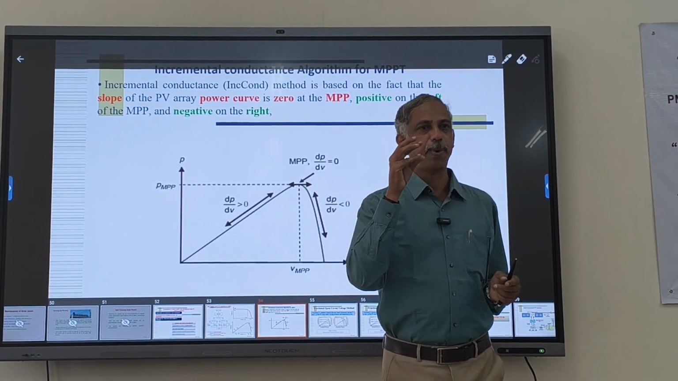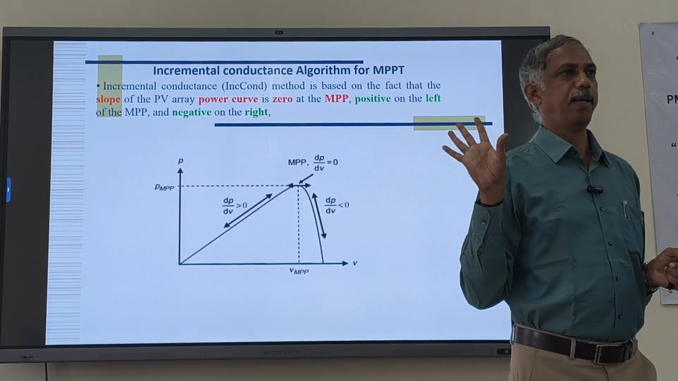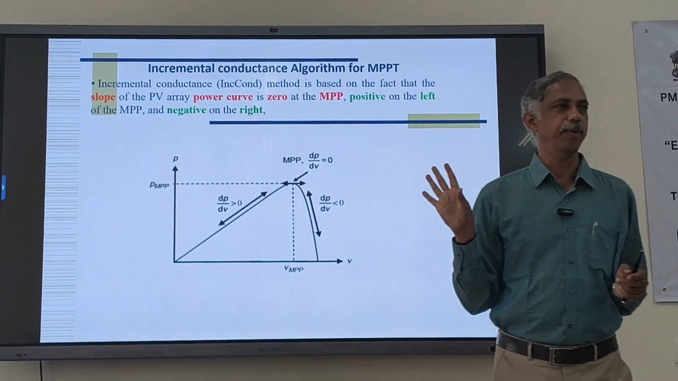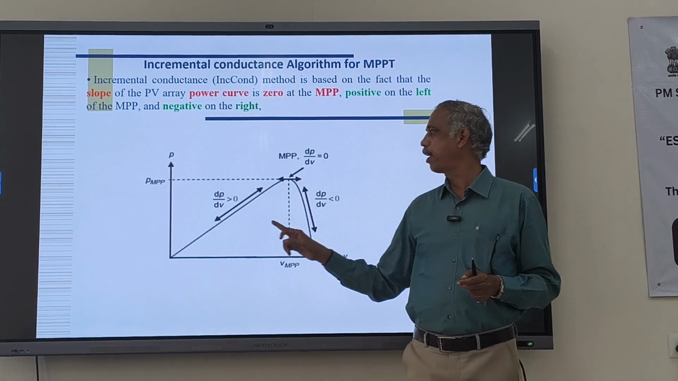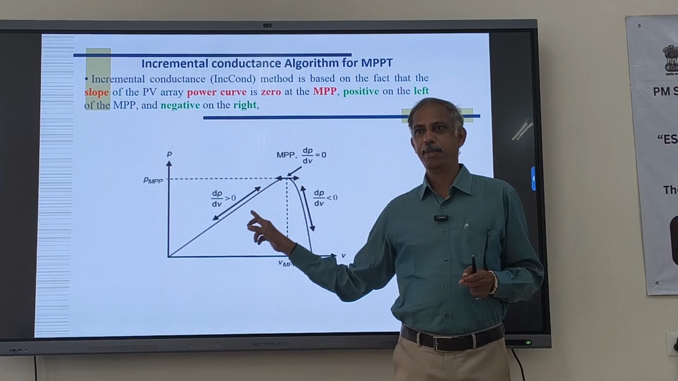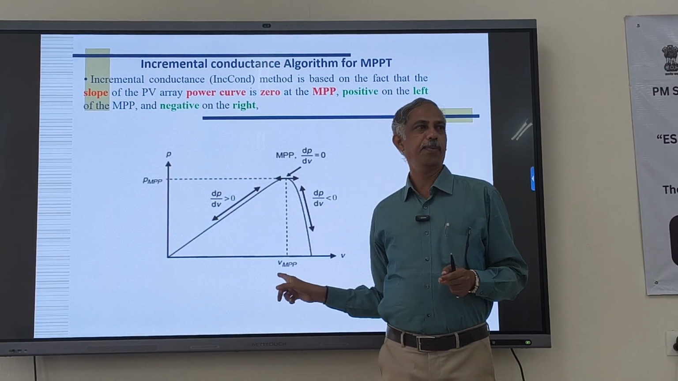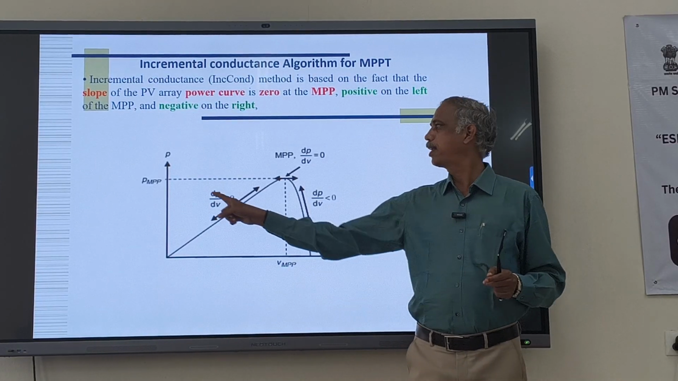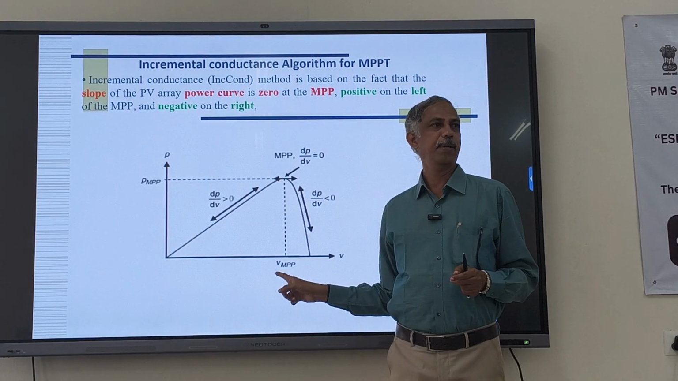Identification of the maximum power point is the job of the algorithm. That identification is done by the algorithm. This one is the incremental conductance algorithm, dP by dV. What is the slope of this curve? This is another PV curve. So dP divided by dV is the slope.